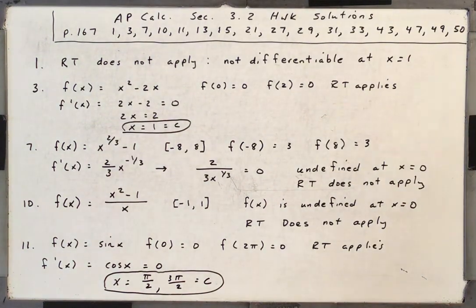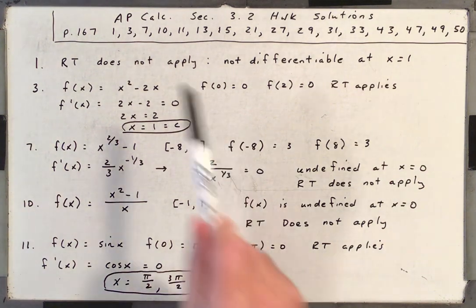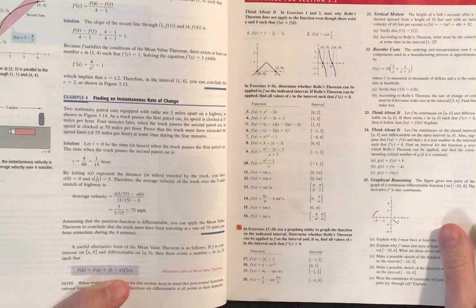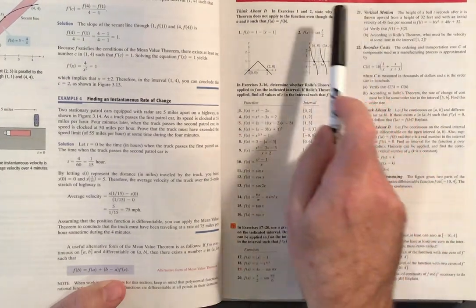Hello. In this video we're going to go over section 3.2 homework solutions where we talk about Rolle's theorem and the mean value theorem. It's a lot of problems that we're going to go over, but I think it'll go pretty fast. So number one, I'll bring that graph into view there.